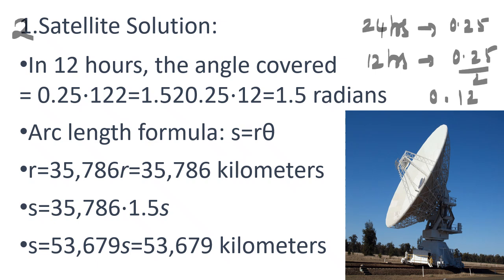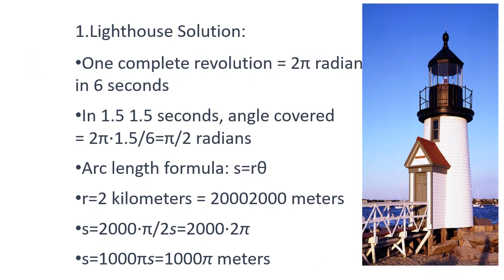Again, the arc length formula: S is equal to R into theta. R is given by 35,786 kilometers, so the arc length will be 35,786 into 0.125. We can round this to get the required solution. This is question number 2.